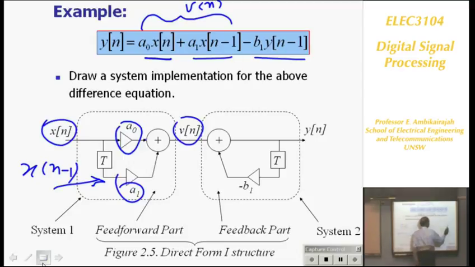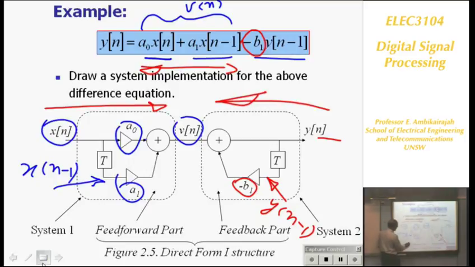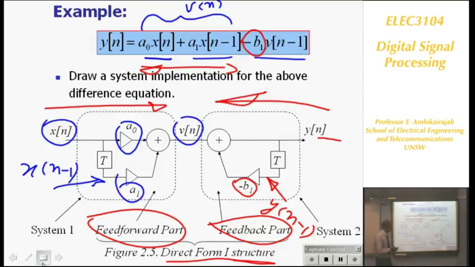Feedback part is from here. So you take the output Yn, delay, you will get Yn minus 1. And that's multiplied by not B1, but minus B1, and bring them back. So these are all brought back, and this is already available here. These two are added together, you get Yn. So feed forward part and feedback part are both in this system. This is called the direct form 1 structure.